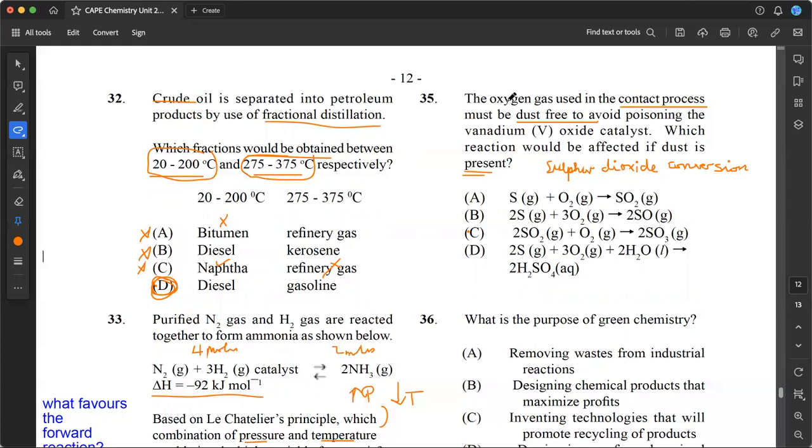So the step that includes the vanadium 5 oxide as a catalyst is the sulfur dioxide conversion into sulfur trioxide, right? So we have to look for that equation among these ones. It's not this one. It's not this one. It would be this one, where we're going from sulfur dioxide to sulfur trioxide. This is the step that uses that vanadium 5 oxide. And so this is the one that would be affected. If we have dust in our mixture, it would poison the vanadium pentoxide catalyst and we wouldn't be able to get this step done, okay? So this is the affected step. So that's C. Our answer for 35 is C.